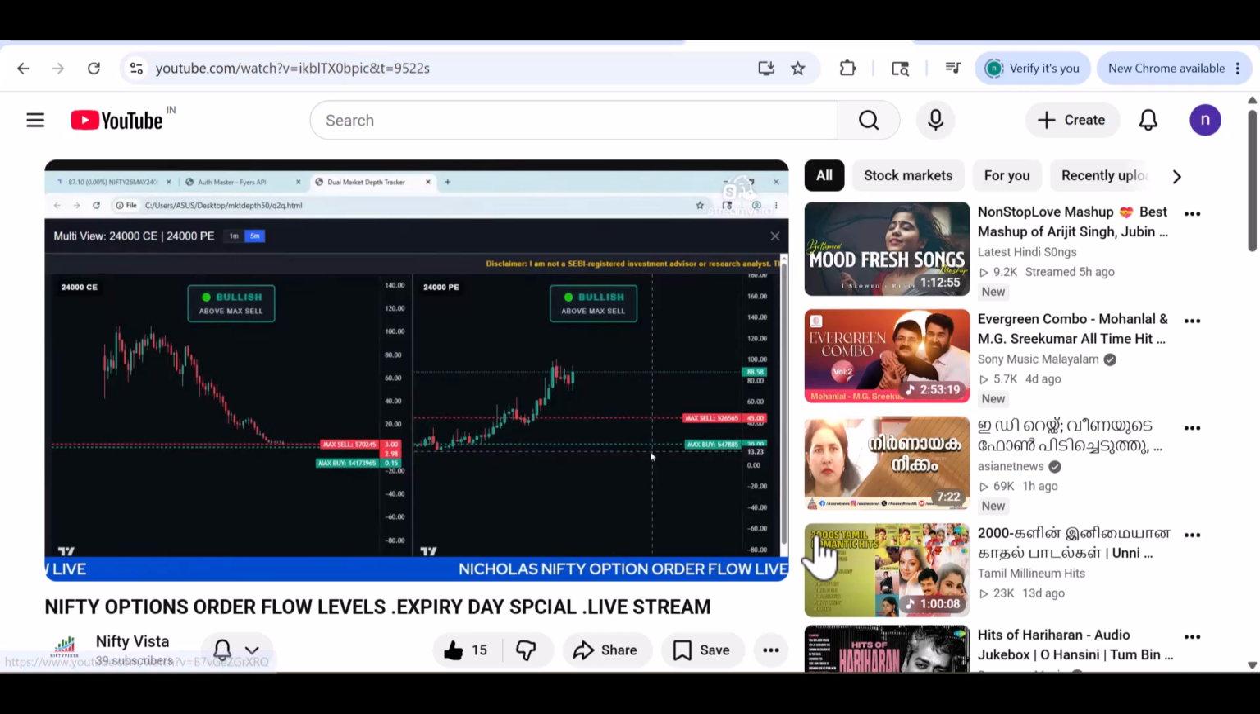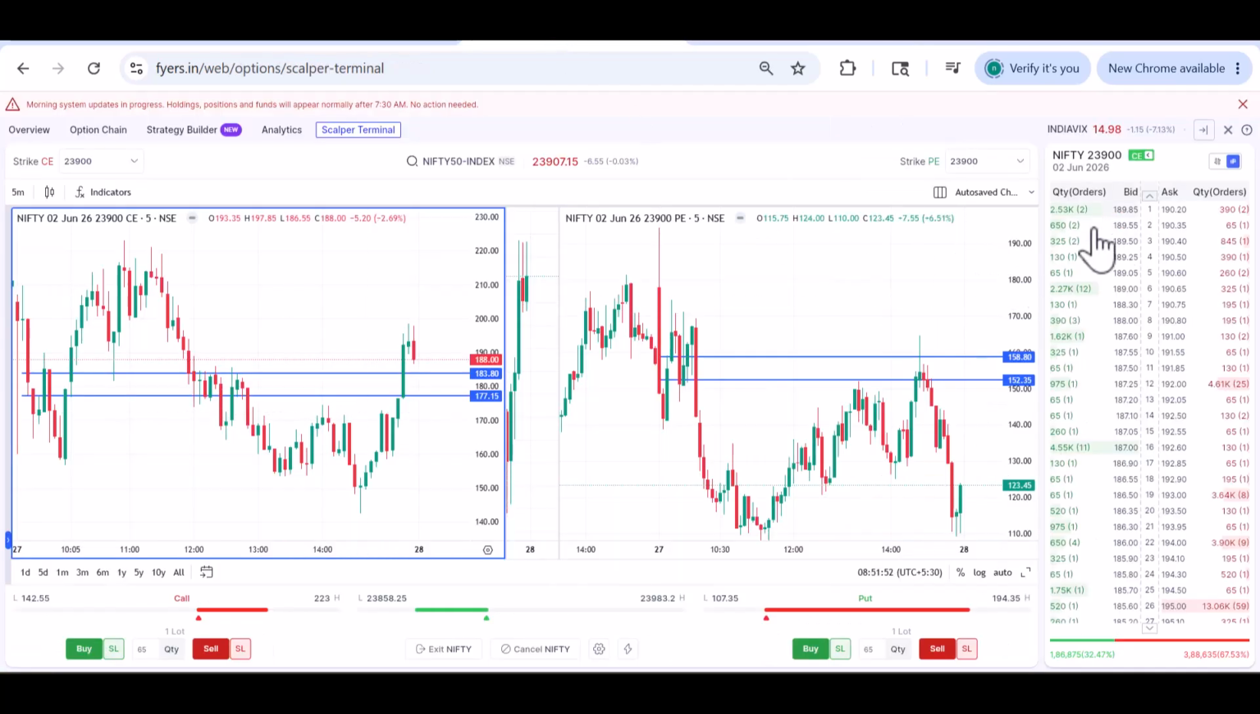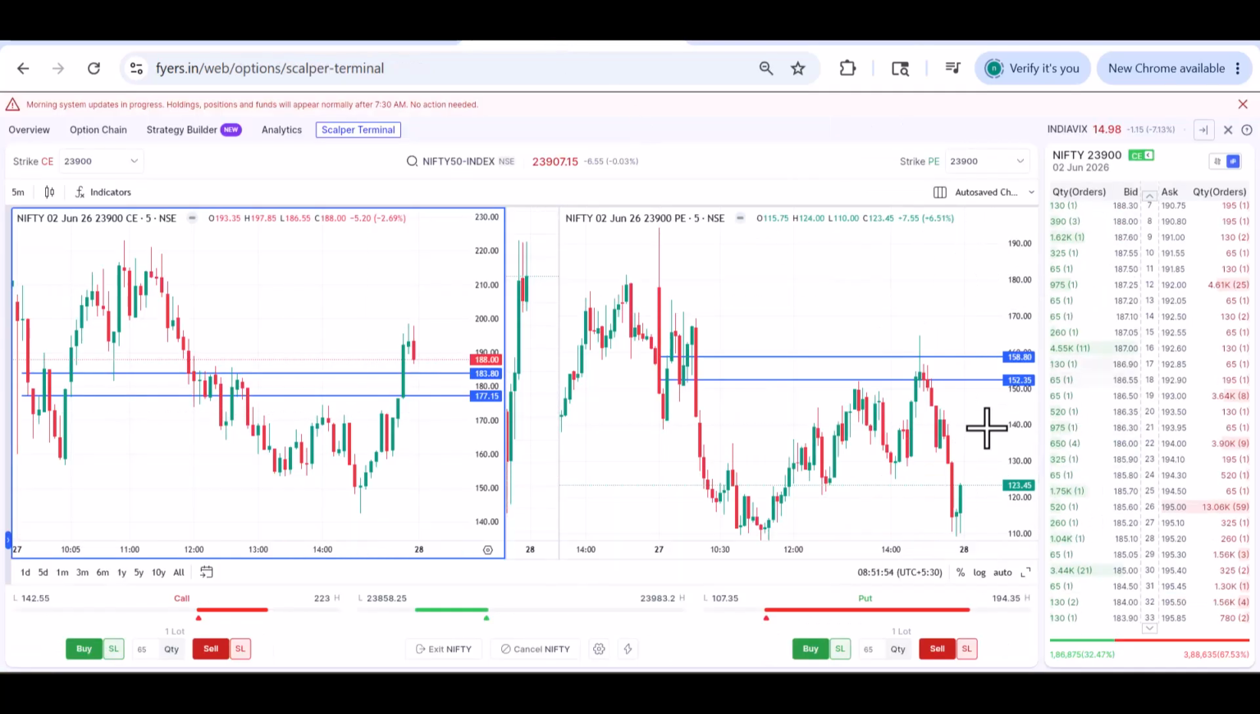The logic is simple. I just select the bulk order levels and mark them on the chart like this. After that, if any 5 minute green candle breaks and closes above the level, then that particular strike is bullish. If a red candle breaks below the lower level, then that particular strike is in a bearish trend.